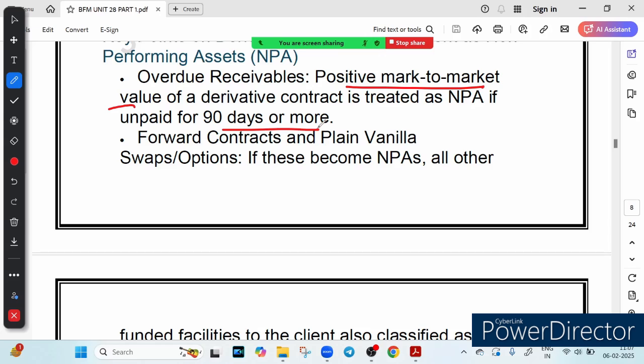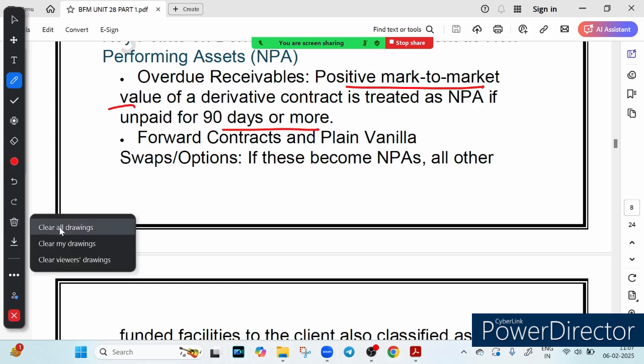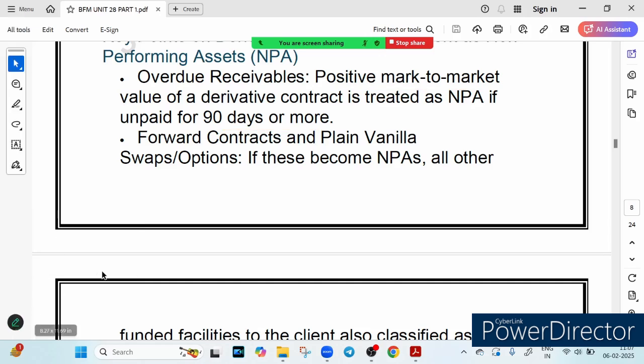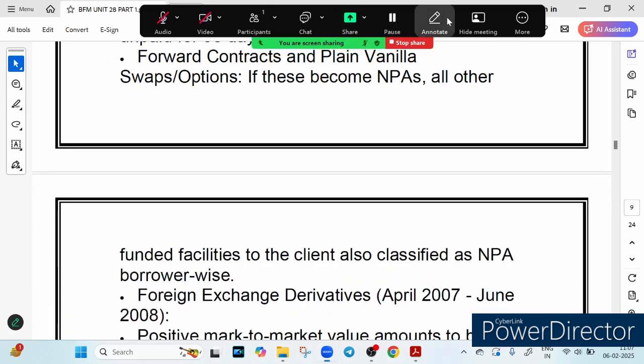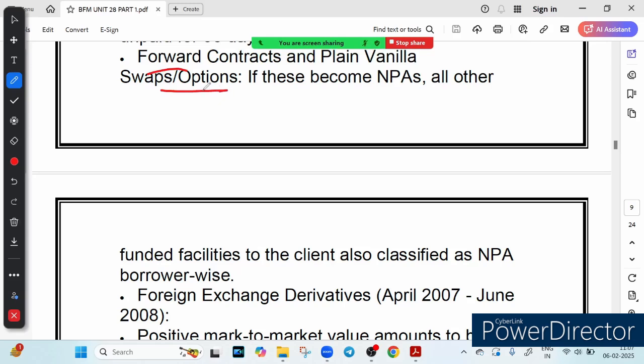What about forward contracts and swaps? Let's talk about the plain vanilla swap. Remember, the 90 days criterion is everywhere. If there is a positive mark to market value of the derivative contract for 90 days, then it becomes an NPA. And if you talk about forward contracts and swaps, you must remember that if these become NPA, it means all the funded loans for the same borrower are flagged as NPA, borrower wise. Very, very important. Borrower wise is super important. Sometimes it is facility wise, sometimes it is borrower wise, right?